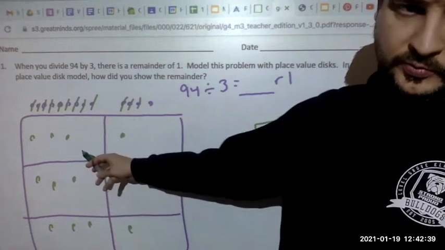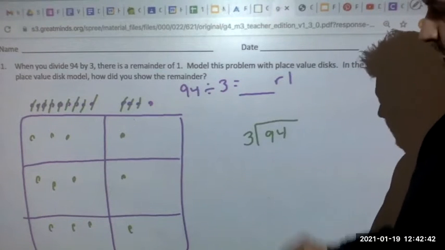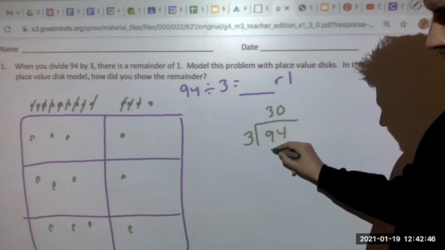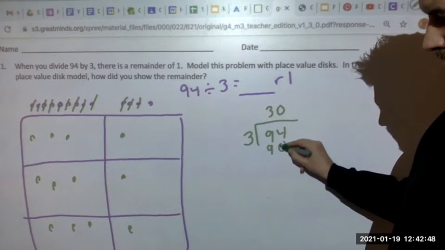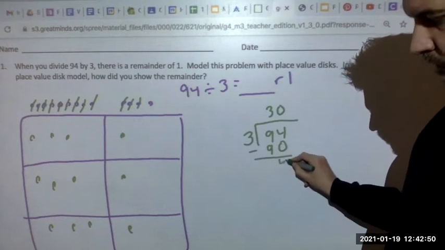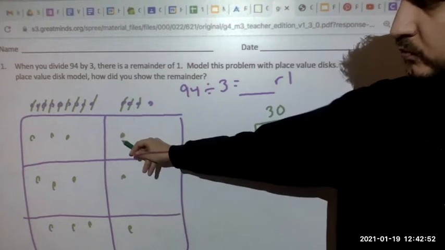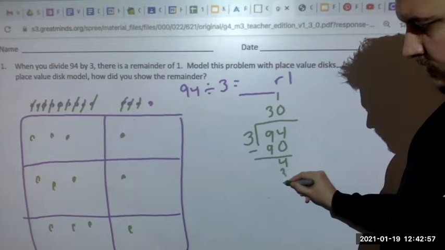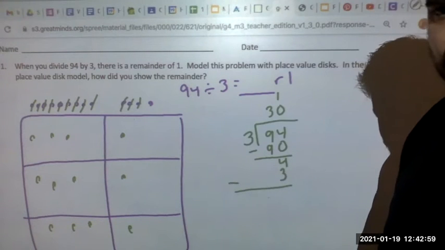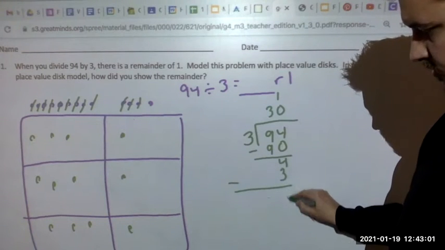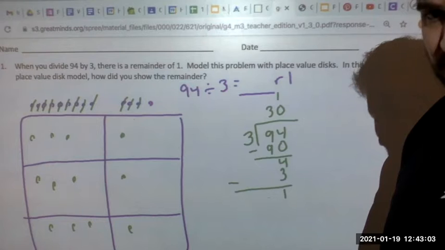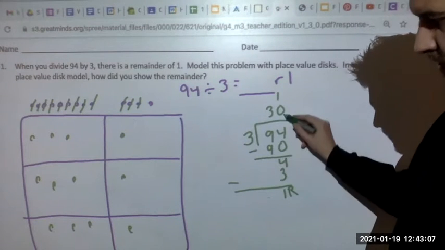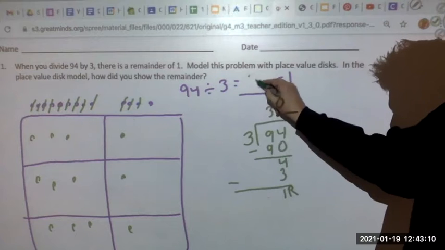Okay, if I come over here, 94 divided by 3. Whatever's in one group is my quotient. So there's 3 tens. That would be 30. 3 times 3 is 90. Subtract, you get 4. There's 1. 3 times 1 is 3. Subtract. Remainder of 1. This is less than my divisor, so that's a remainder. My answer is right here. The quotient is 31.